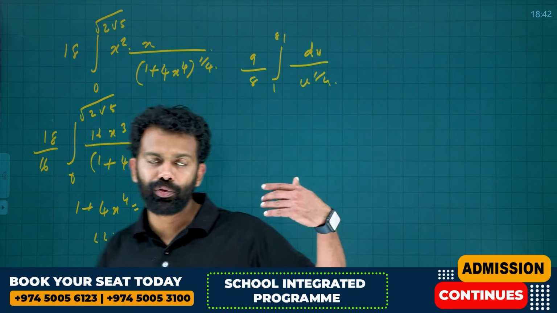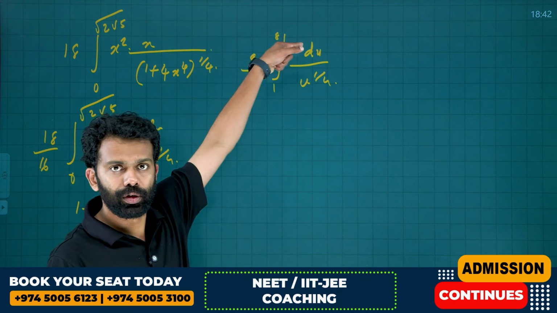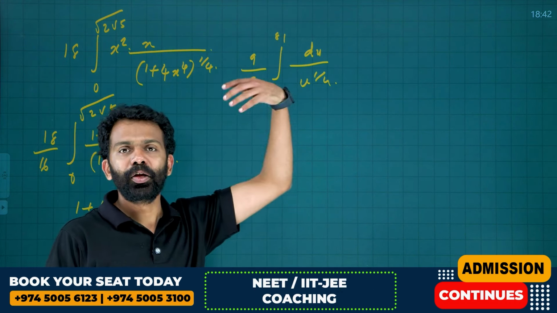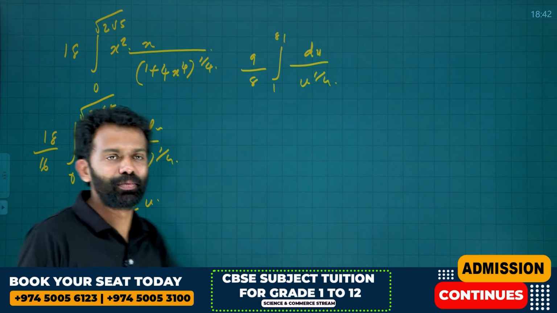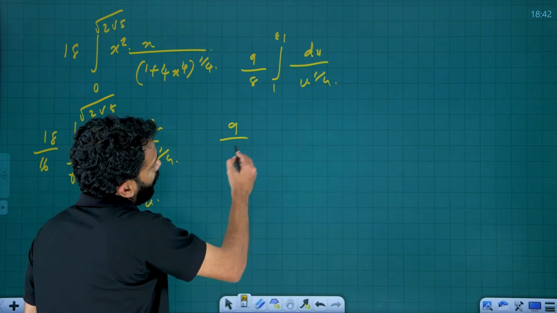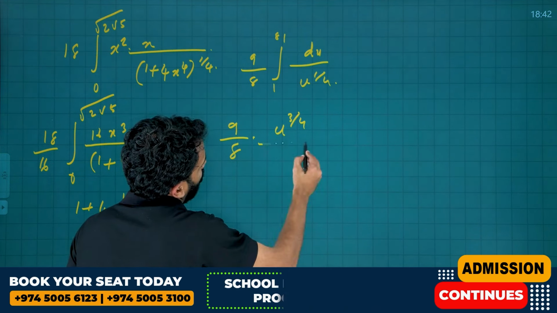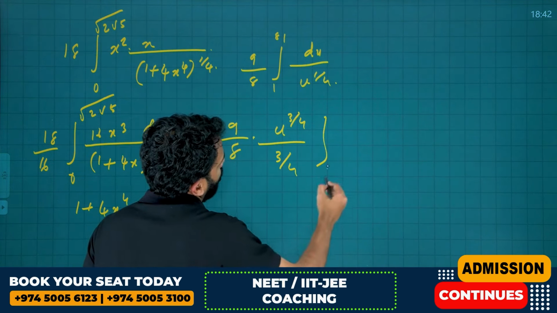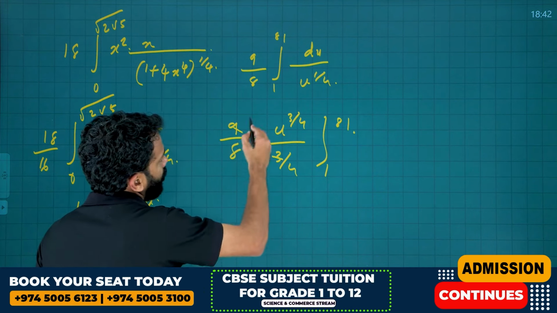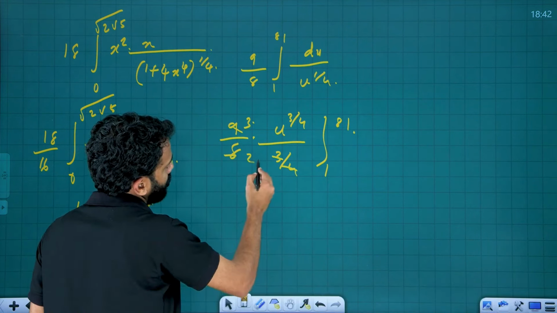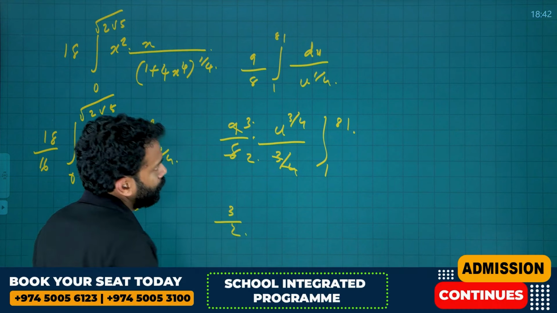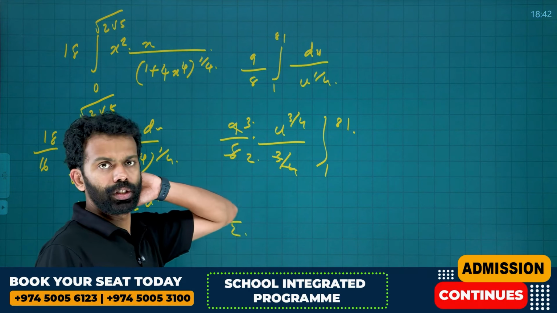This u raised to 1 by 4, when it goes on top, it will be u raised to minus 1 by 4. And if you integrate it, you will get u raised to 3 by 4 divided by 3 by 4. That is 9 by 8 into u raised to 3 by 4 divided by 3 by 4, from 1 to 81. This got cancelled, this becomes 3, this becomes 2. That is 3 by 2 into, what is 81 raised to 3 by 4?